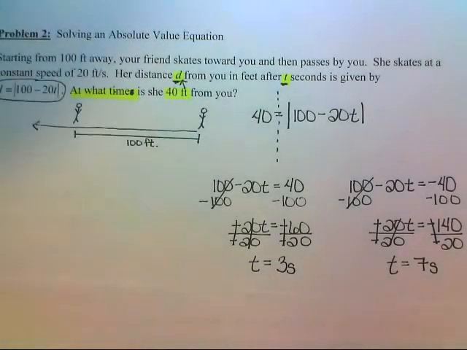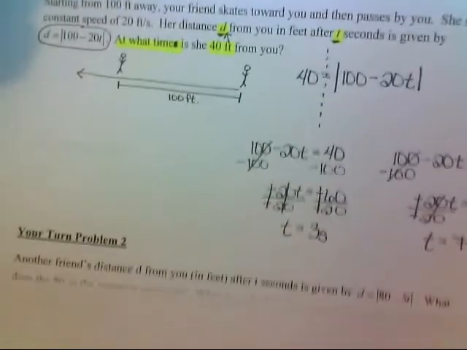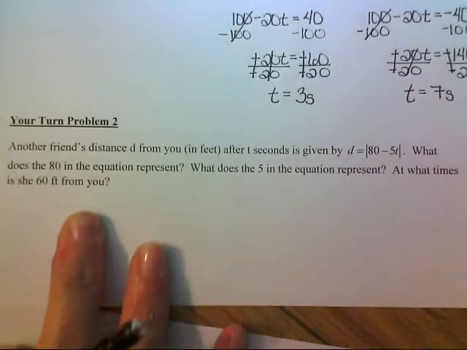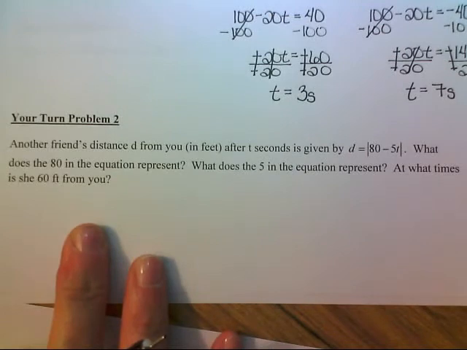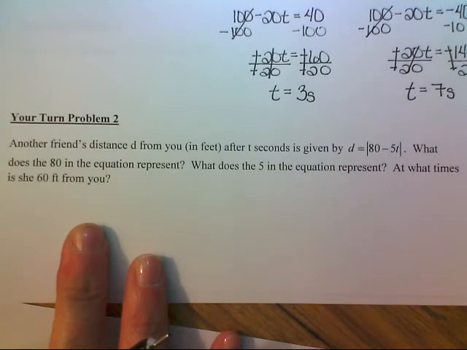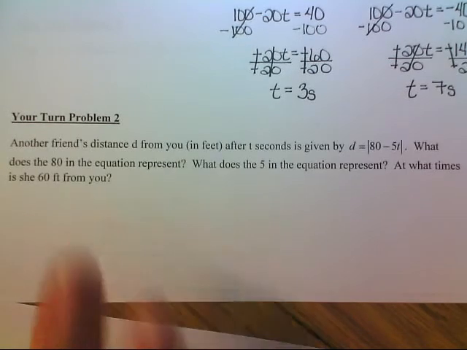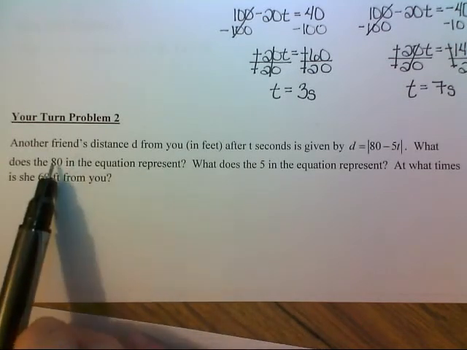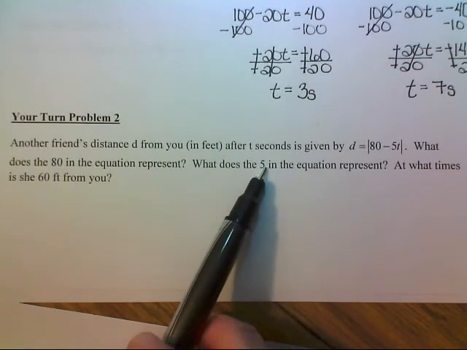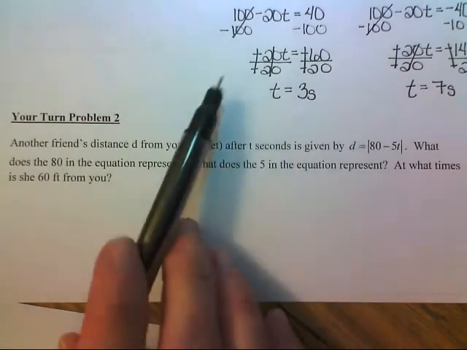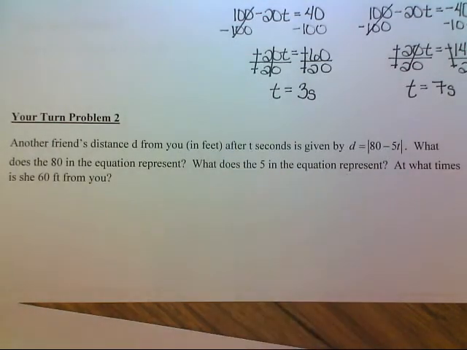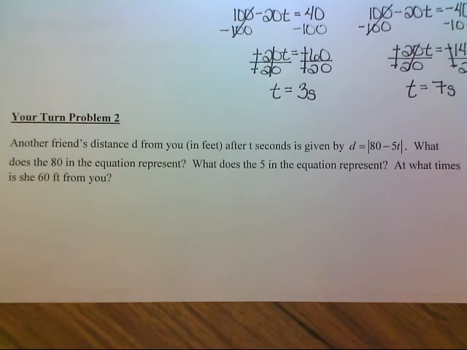Alright, so take this example that we just did with absolute value and apply it to this your turn problem. Same basic problem, you've got pretty much the same information. There are 3 questions in this your turn problem, so please make sure you answer all 3 questions. And I discussed in problem 2 what these 2 numbers represent. They're the same thing here in the your turn question.